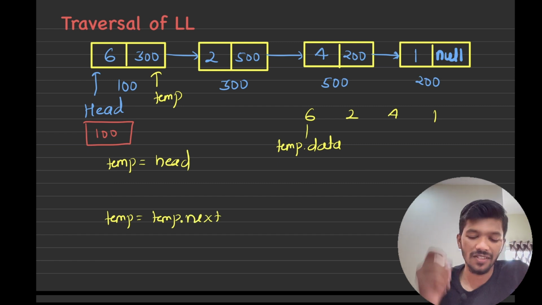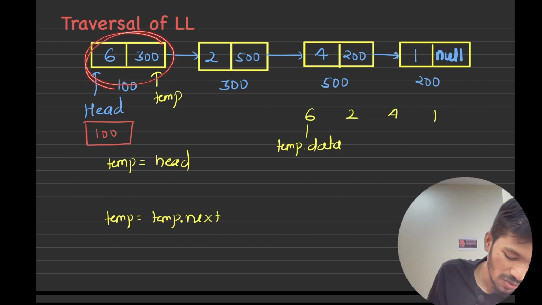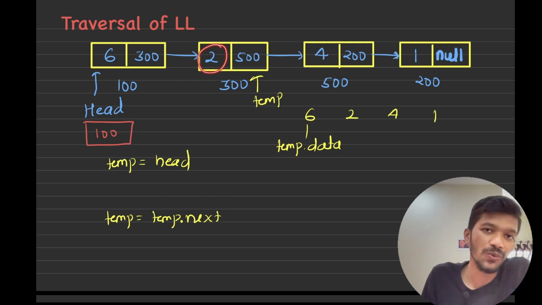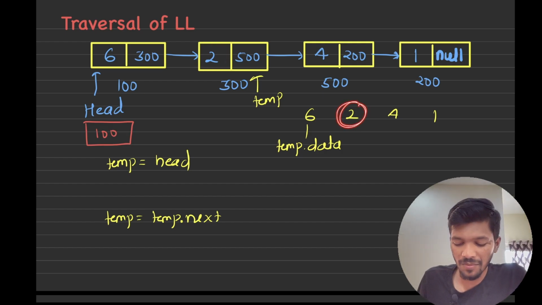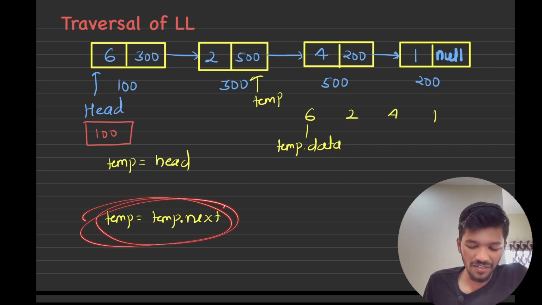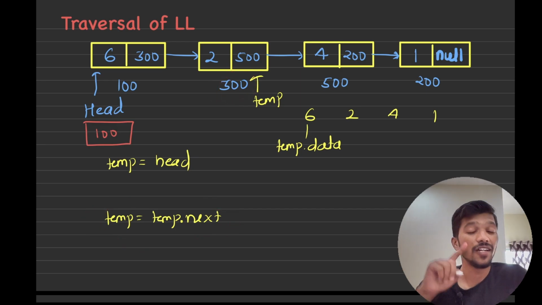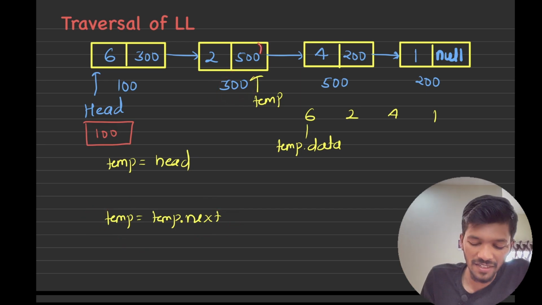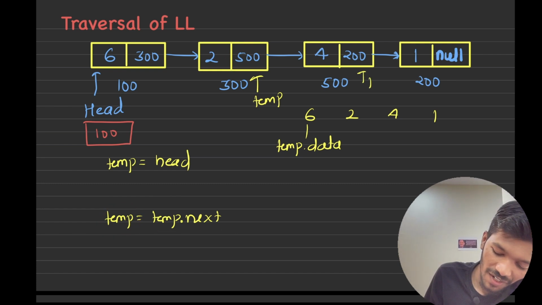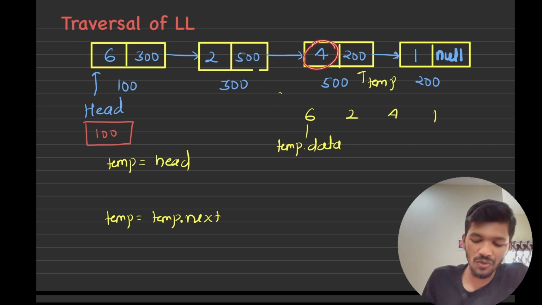Temp.next. Initially my temp points to this node. If I do temp.next, which is 300, my temp will be shifted to my second node, and the old pointer will get erased. Right now I'm pointing to 2, so I will do temp.data and simply 2 will get printed. Now again, temp which is pointing to 300 will get replaced with the next address, which is 500. So temp moves to the next point, that is 500, and the old pointer gets erased. Again I am pointing to 4, so I will do temp.data.